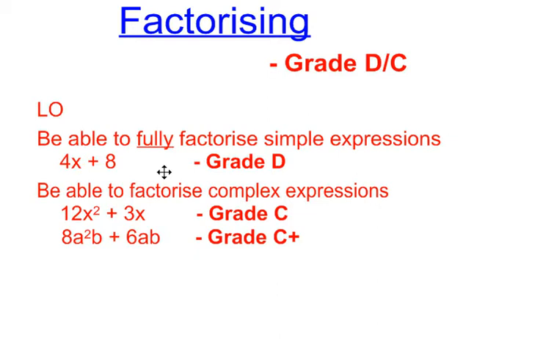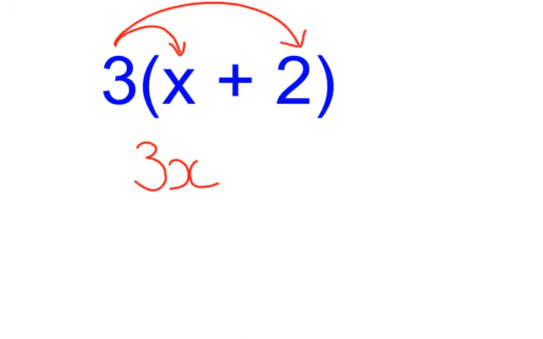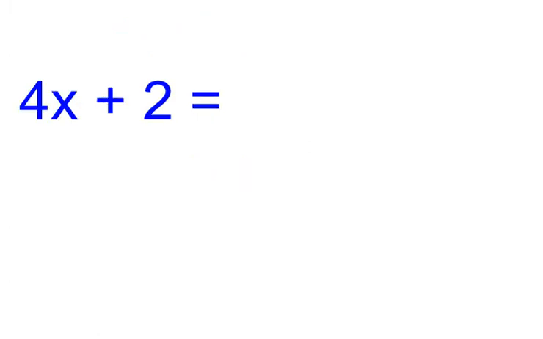So I'm just going to start off with a very quick recap on what expanding brackets is. So if I have 3 times by x plus 2, I have to multiply 3 by everything that's inside the brackets. So 3 times by x would give me 3x, and 3 times by positive 2 is going to give me positive 6. So if I'm going to have an expression and I want to factorize it, I'm going to have to put it into brackets.